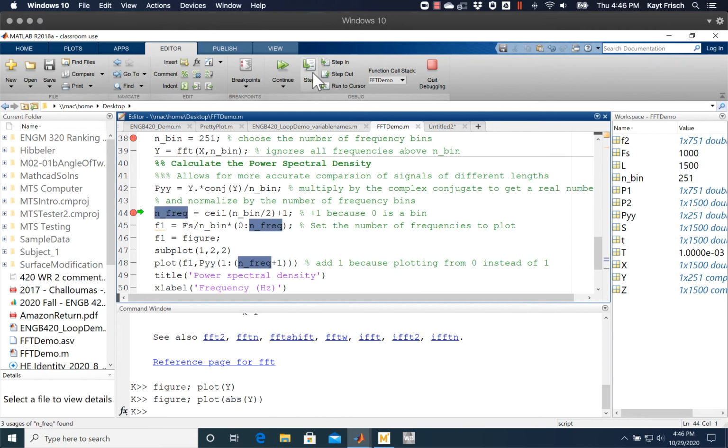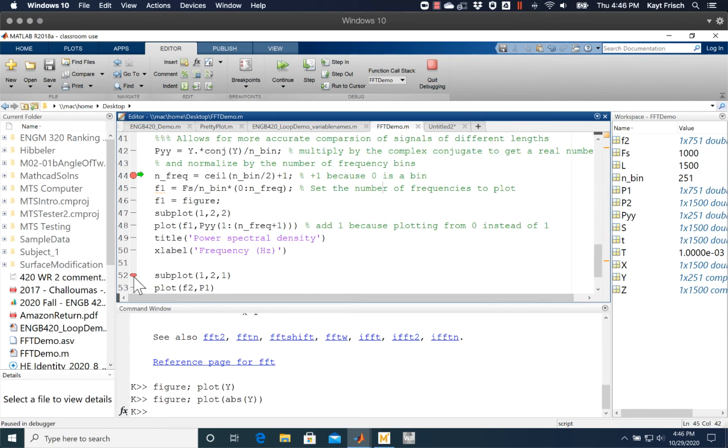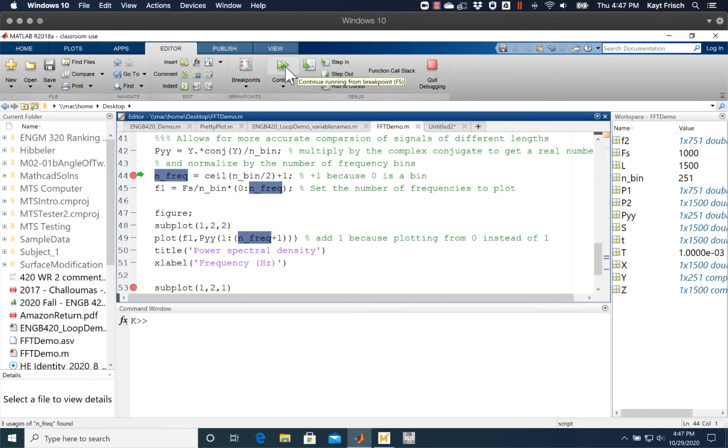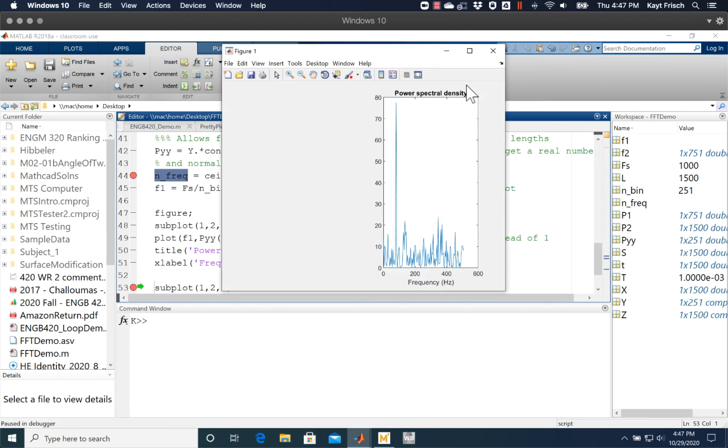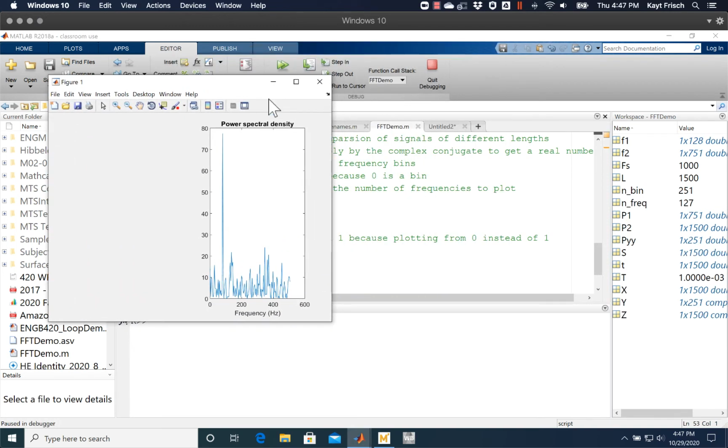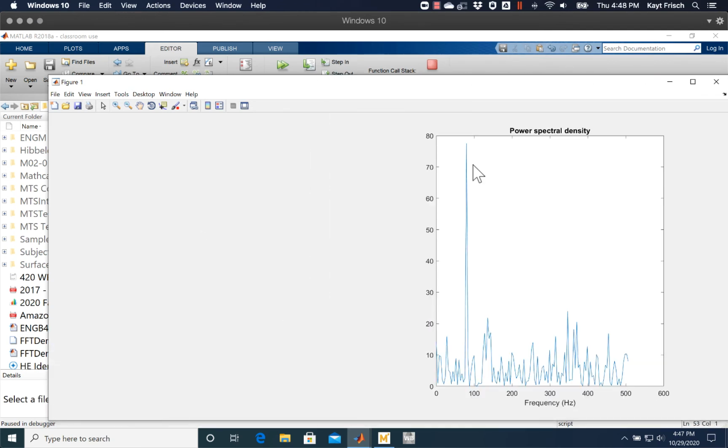And then I'm going to go ahead and define our frequency vector, again, based on the number of bins that we had. And I'm adding 1 because 0 is a bin. And then I'm going to calculate my frequencies, and I set the number of frequencies to plot. And so then we can go ahead and plot our output. And you'll see that we again get the couple of peaks that we were expecting over here.